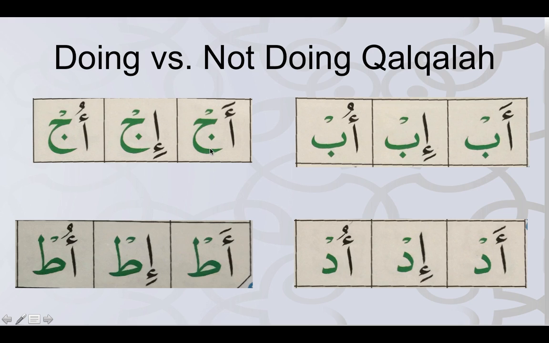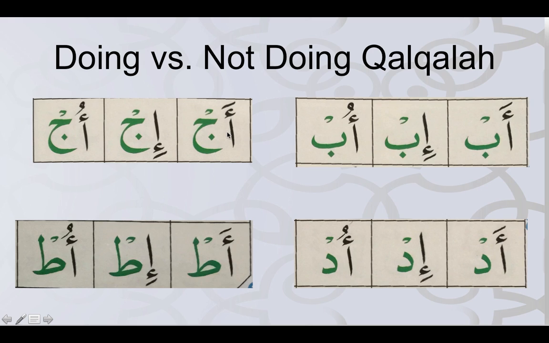This letter we will do one more time. The next is Hamza Fatha and the Jim Sukoon. So it's another one of the letters of Qalqalah. Correct way first. Hamza Fatha Jim Sukoon Aj. Hamza Kasra Jim Sukoon Ij. Aj Ij. Hamza Dhamma Jim Sukoon Uj. Aj Ij Uj.